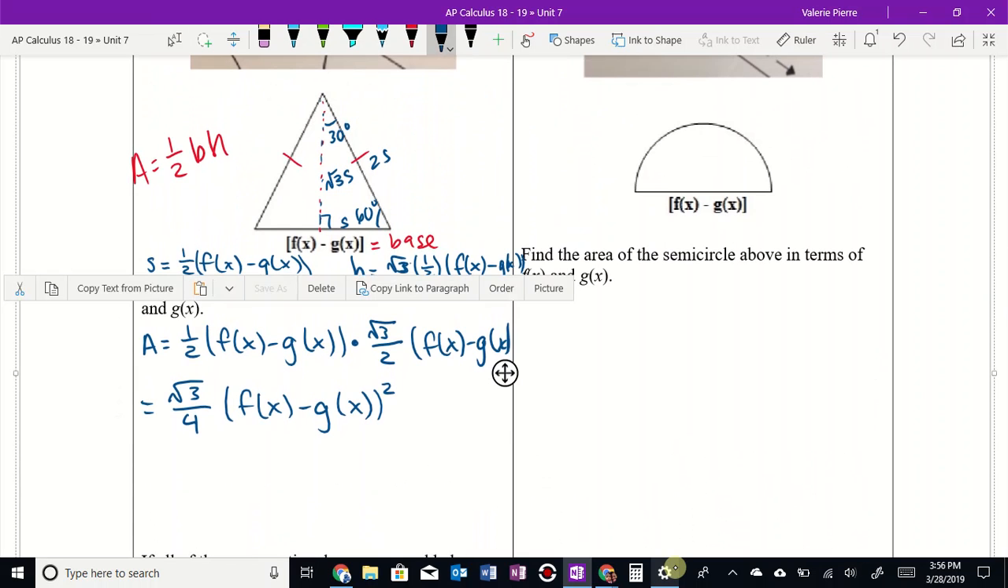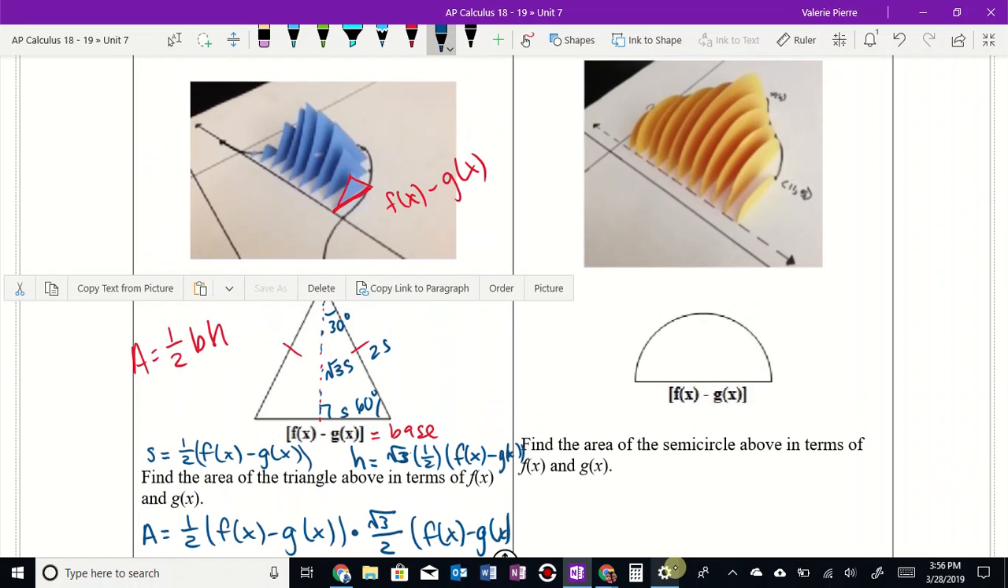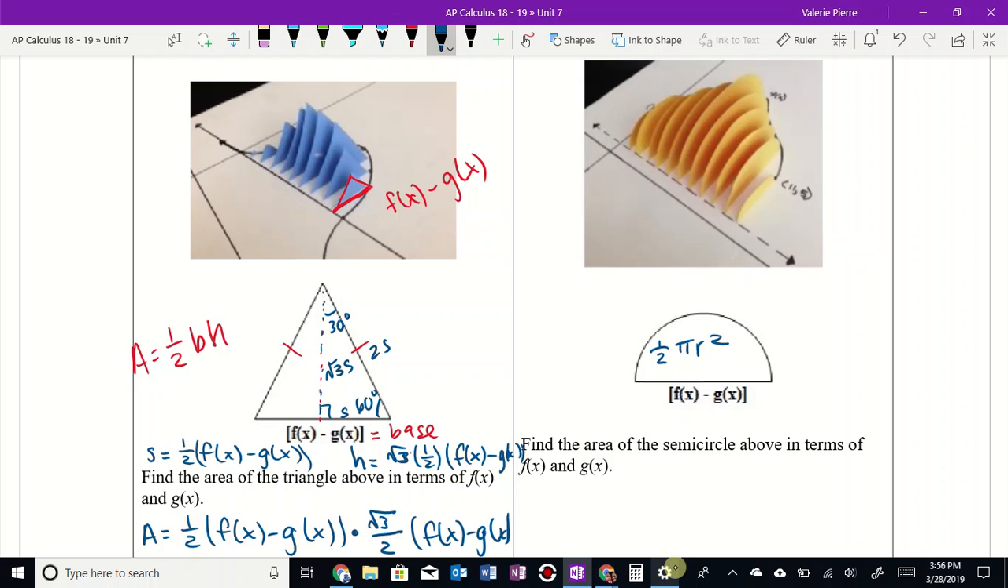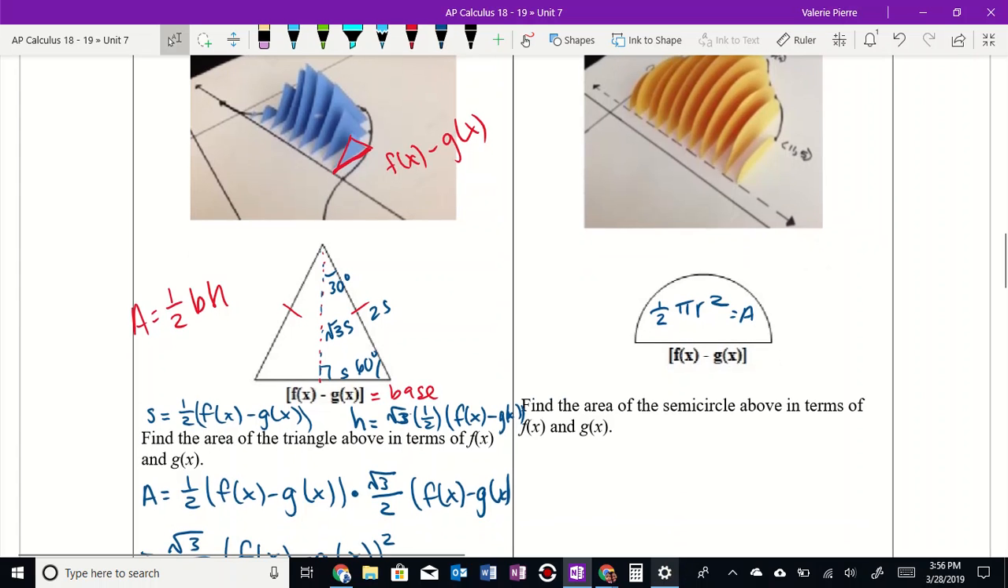Okay, so now we have a semicircle. So we cut open this solid, we cut slivers of semicircles. The area of a semicircle is equal to 1/2 pi r squared. So then to find this area, we needed to know what r is.